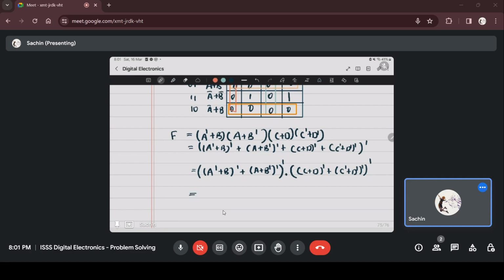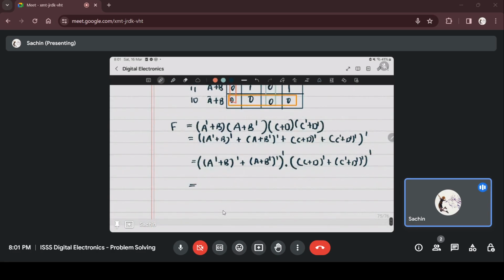So it can be done in two stages in essence. This can be written as: first, you get (A' + B)' from one NOR gate, then (A + B')' from another NOR gate, then you get the sum primed with another NOR gate, then the complement of that with another NOR gate.